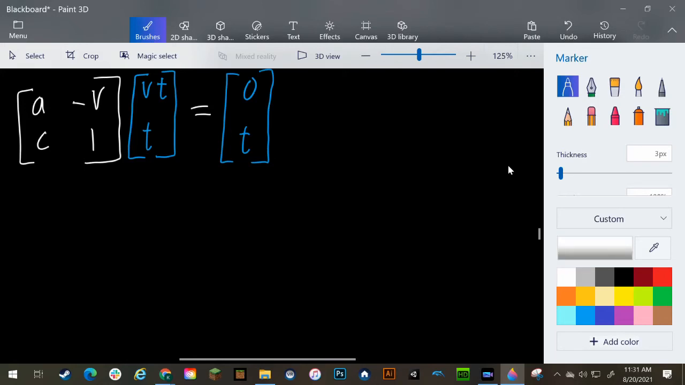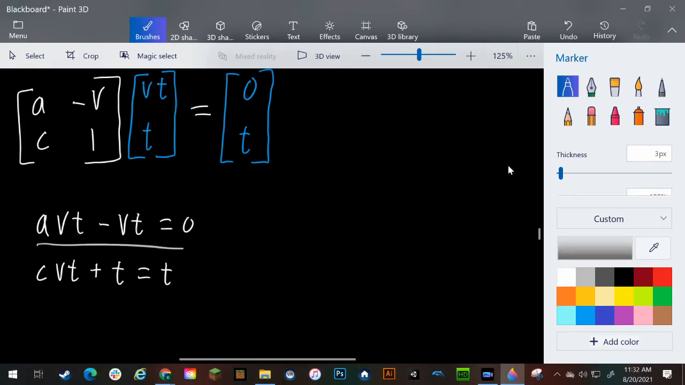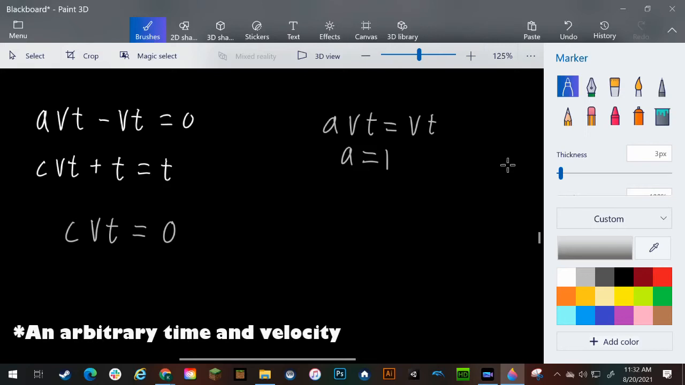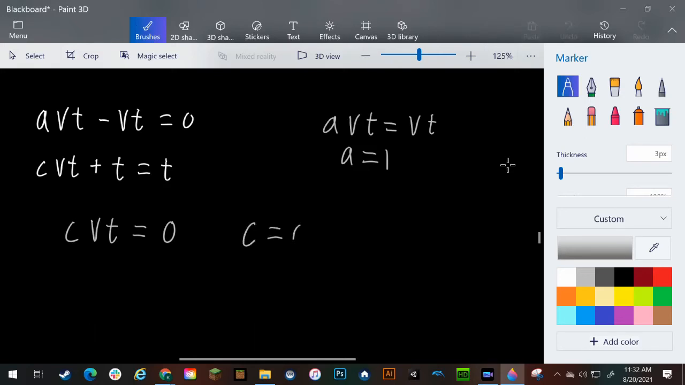Okay, so I'm going to do the matrix vector multiplication again, and we'll get some new equations. So now I'm going to take equation 1, and I'm going to add vt to both sides. And then because v and t are arbitrary velocities and times, I'm going to divide by those, and we get that a should be equal to 1. Now in equation 2, I will subtract t from both sides. And since v and t are arbitrary, we divide by v and t, and we get that c should be equal to 0. And there we go. We found our matrix, which takes us from Bob's reference frame to Carl's reference frame.